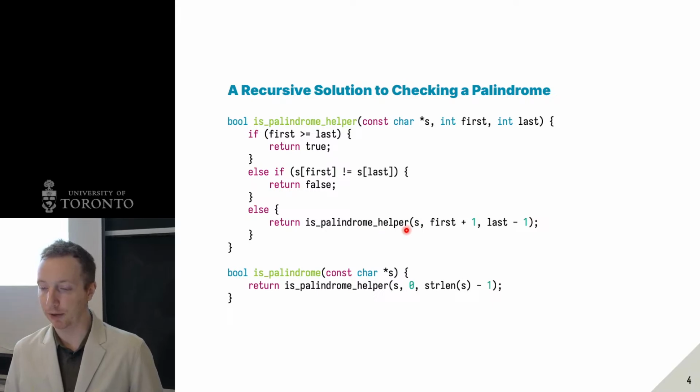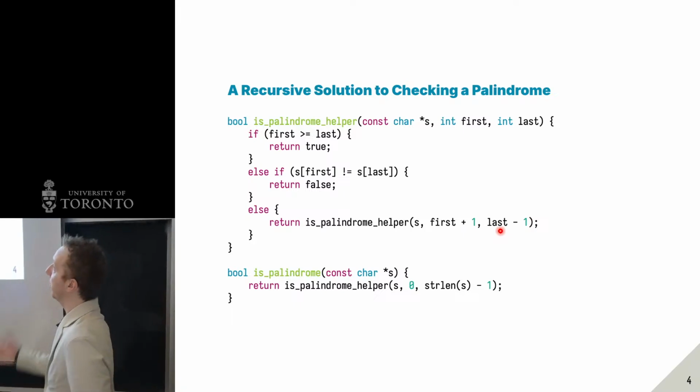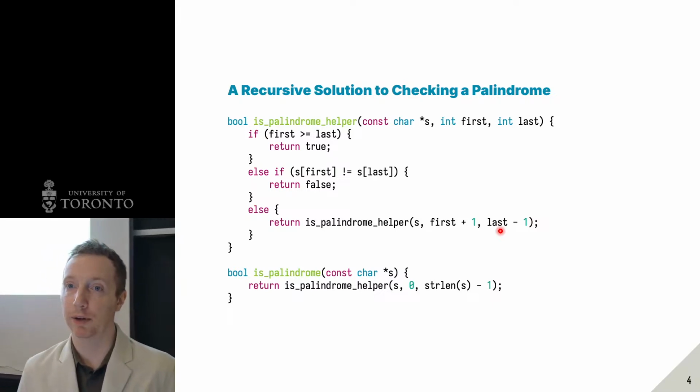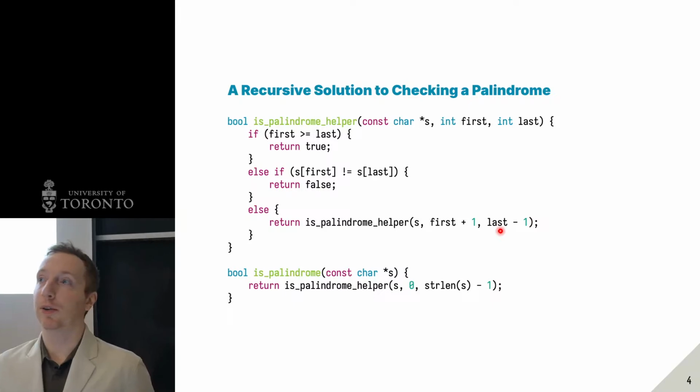So we consider the same string, but we add 1 to the first index and subtract 1 from the last index. Again, multiple ways of doing the problem. Do whatever feels good to you. But any questions about that or recursion or anything so far?